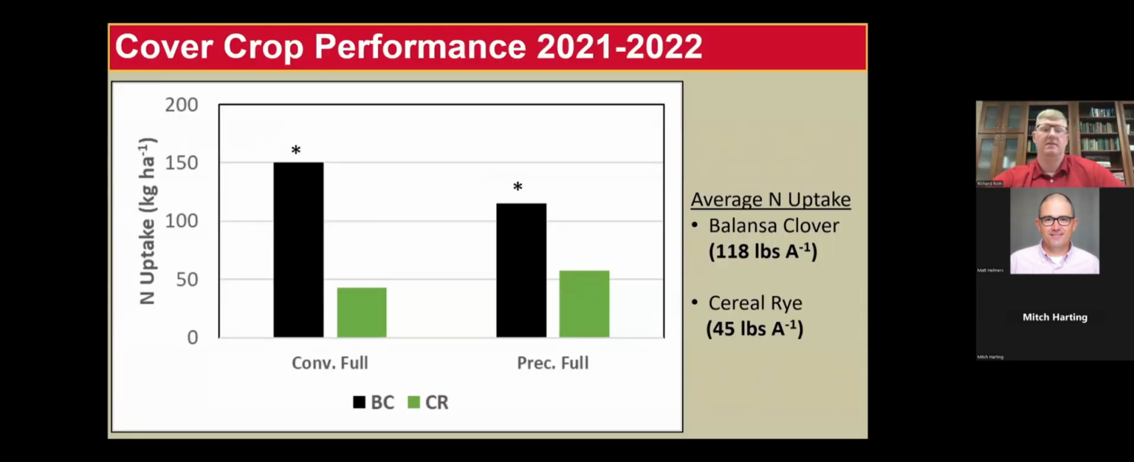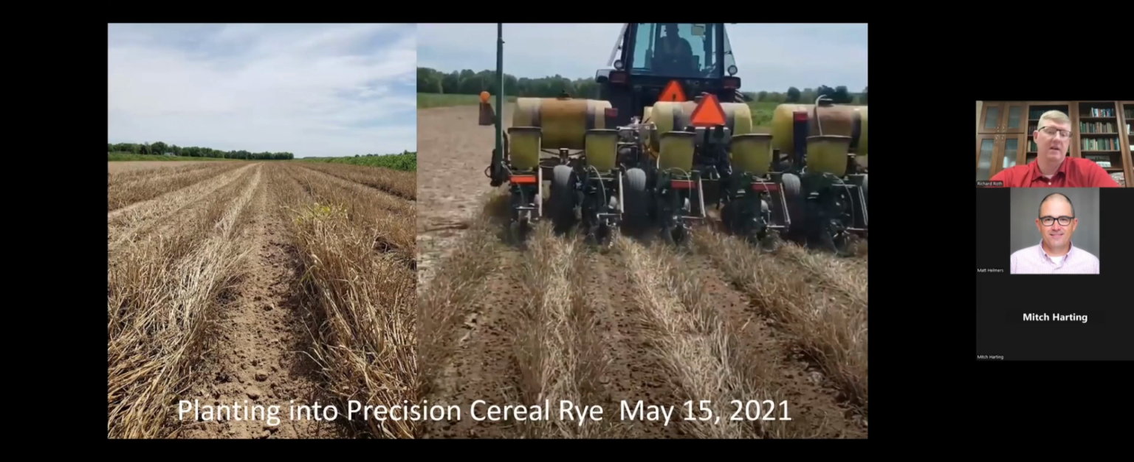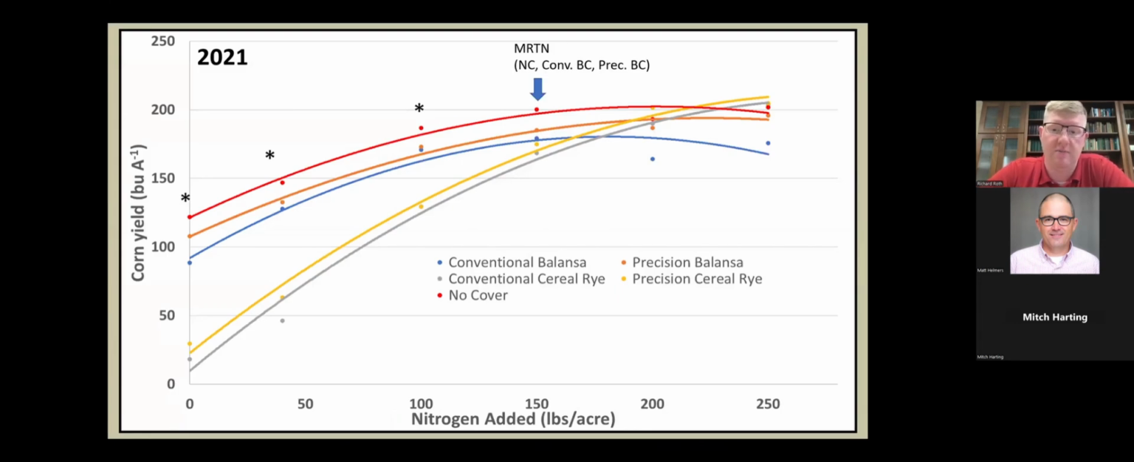And last thing I want to show is how it impacts yield relative to cereal rye. So the red line here is our no cover. The orange and blue is where we have the clovers, and then the yellow and the gray is where we have cereal rye. And so you can see that competition for nitrogen is almost non-existent where we have the clovers. So if you focus on the left-hand side, you see that gap between where the cereal rye is and where the clovers and the control are.